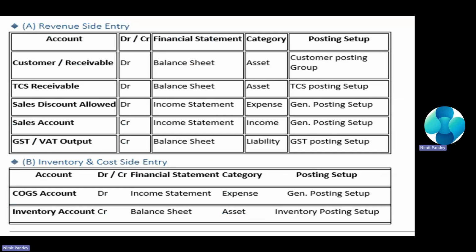Okay, same way sales. So when we go for sale, at that time the customer is the receiver, so receiver is debit, and another account is the sales account. So the sales account is credit, or we can go category wise.